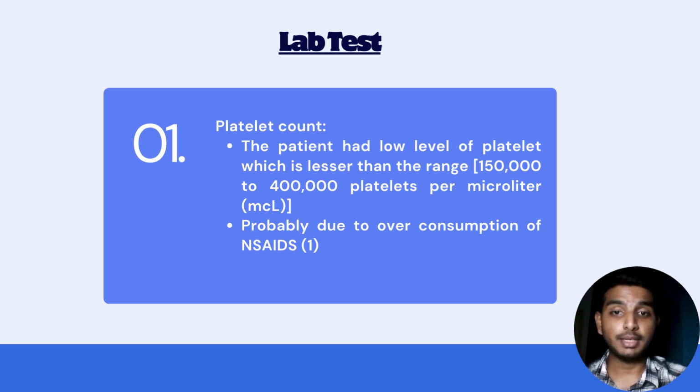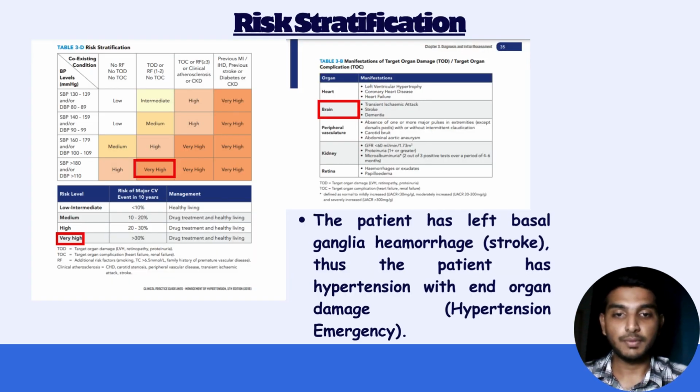Based on the lab test, it has been observed that the platelet count for the patient is lower than the normal range, and this is probably due to the overconsumption of NSAIDs. Based on the observation, the patient had a very high systolic blood pressure and also diastolic blood pressure, which might increase the risk of major cardiovascular events by 30% in the next 10 years.